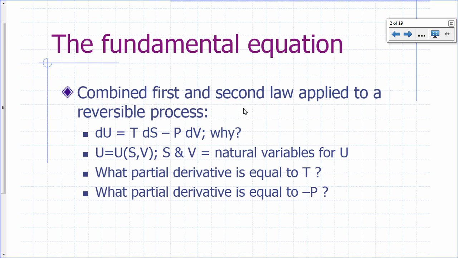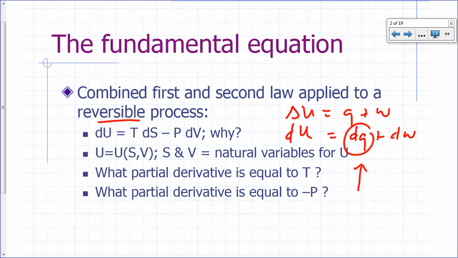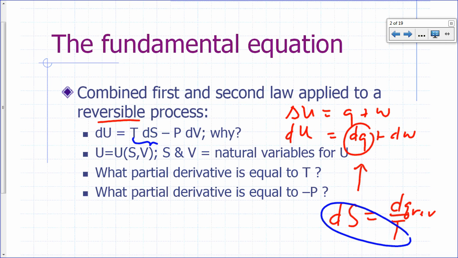If you remember, the first law says delta U is Q plus W, right? So if you have a small amount of heat flow and a small amount of work done, dQ and dW, then dU would be equal to dQ plus dW. Imagine a reversible process. What is dQ for a reversible process? If you recall, for a reversible process, dS is dQ over T, so dQ is just T times dS.